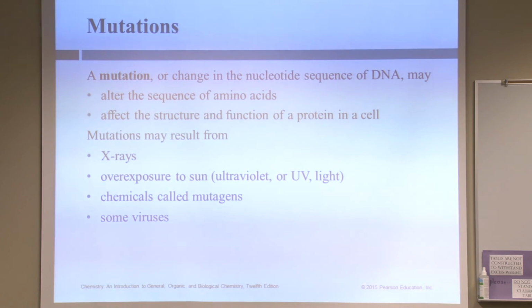It alters the sequence of the amino acids. And because of the alteration in the sequence of amino acids, it affects the structure and function of a protein in a cell. Because amino acids are the components that create proteins. So when the sequence of amino acids changes due to mutation, it affects the structure and function of the protein. And these mutations may result from X-rays, overexposure to sun, chemicals called mutagens, some viruses.